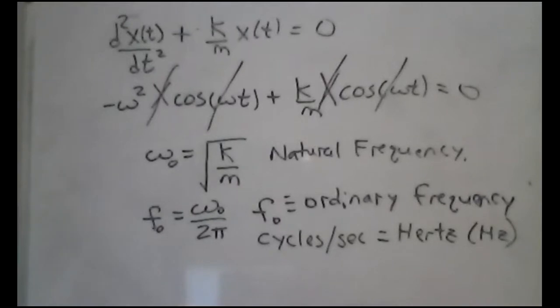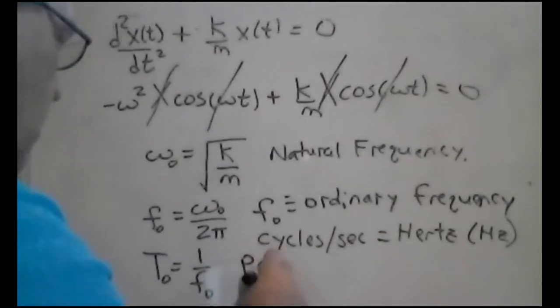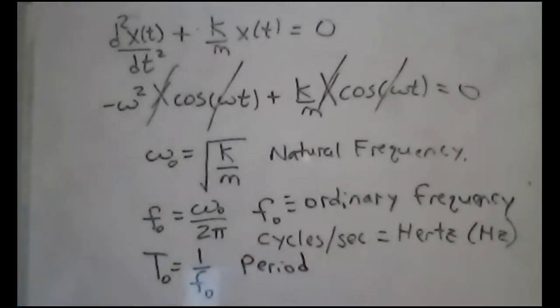All right, and then finally, you have the period. How long does a cycle take? We call that the period. That's 1 over the frequency, and that's the period. That is how long a cycle is.